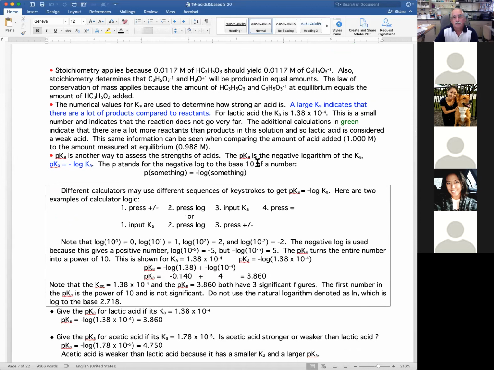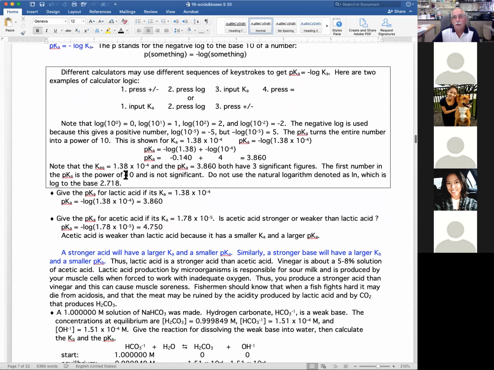So here's another way to assess that. Besides using the Ka, we can also use the pKa. So what is the pKa? Well, it means the negative log of the Ka. So the P stands for the negative log of a number. Pretty soon we'll look at pH, but just so happens I think it's more logical to teach pKa before we get to pH.